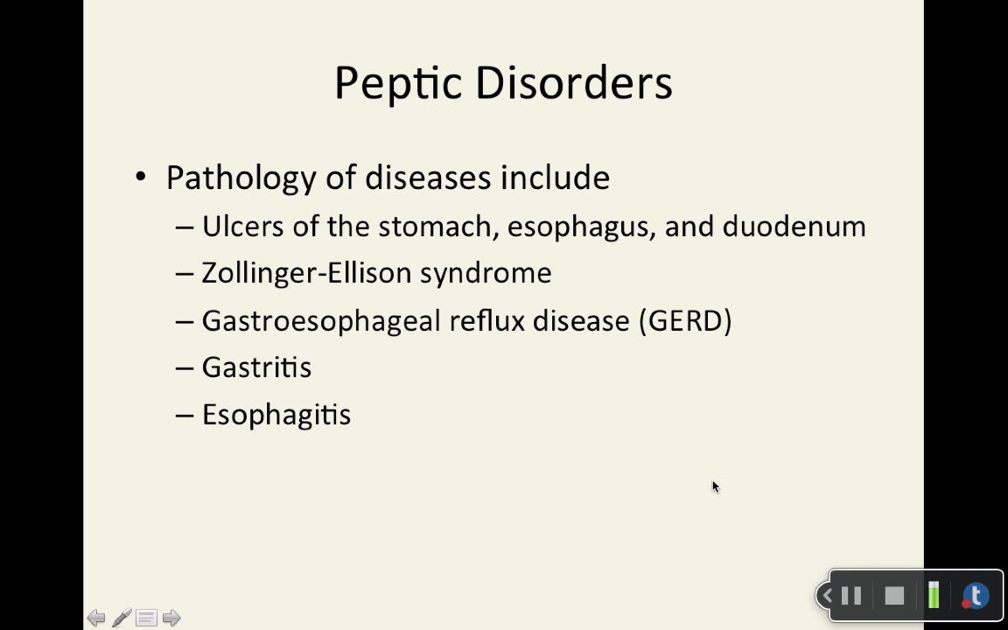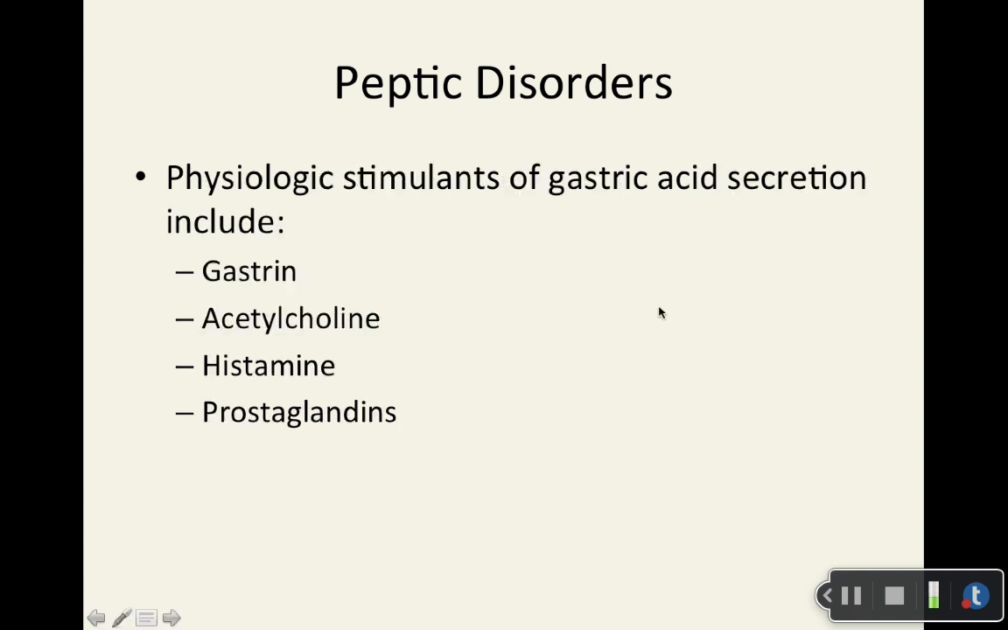You'll be getting more of these in ICM and pathophysiology courses, but just to make sure everyone's on the same page, here's some things that we are going to be covering here. Or rather, we're going to be covering some medications that treat these diseases. So just go ahead and read through those.